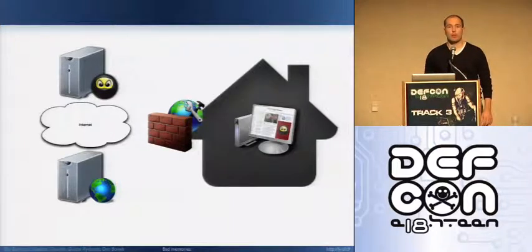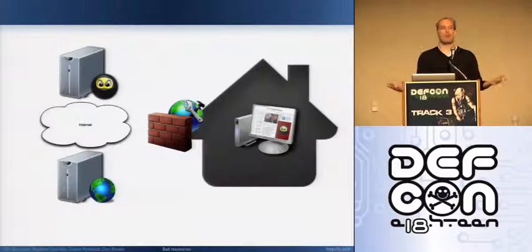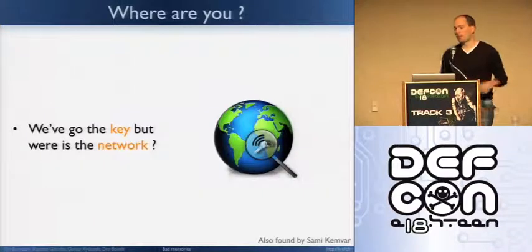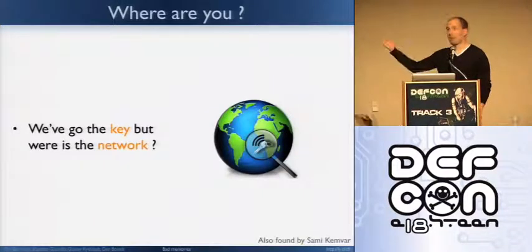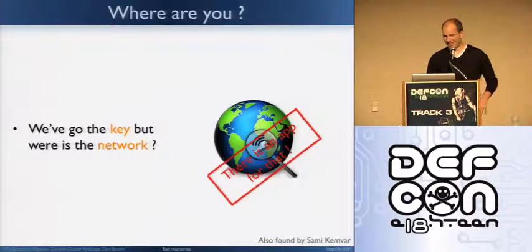Well, I have a key, but where is the network, right? You have a nice, long key, and the key doesn't tell you much about where the router is. So we have the key, we don't know where the router is. Well, it turns out that there is an app for that. And actually, it's a courtesy of Firefox.